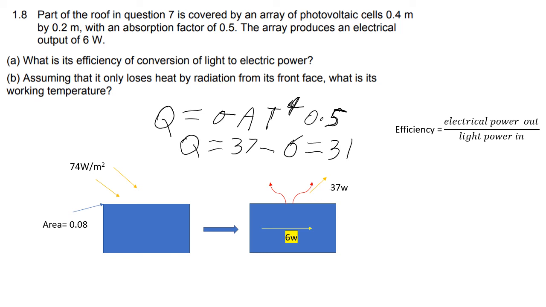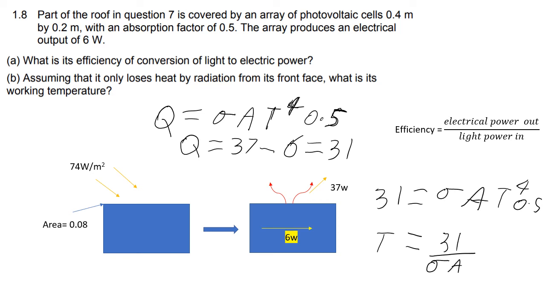So if we say 31 is equal to sigma A T to the power of 4 multiplied by 0.5, we can rearrange to find T. So it's going to be 31 divided by sigma multiplied by A multiplied by 0.5, and it's going to be the fourth root. So yeah, that should give you the correct answer.